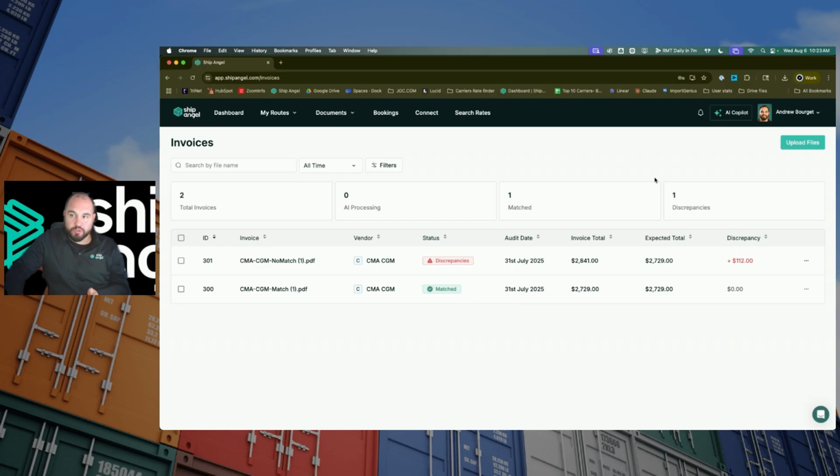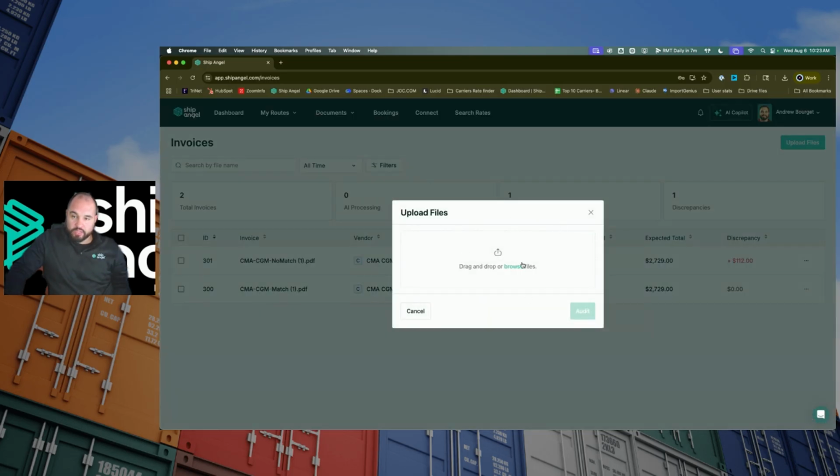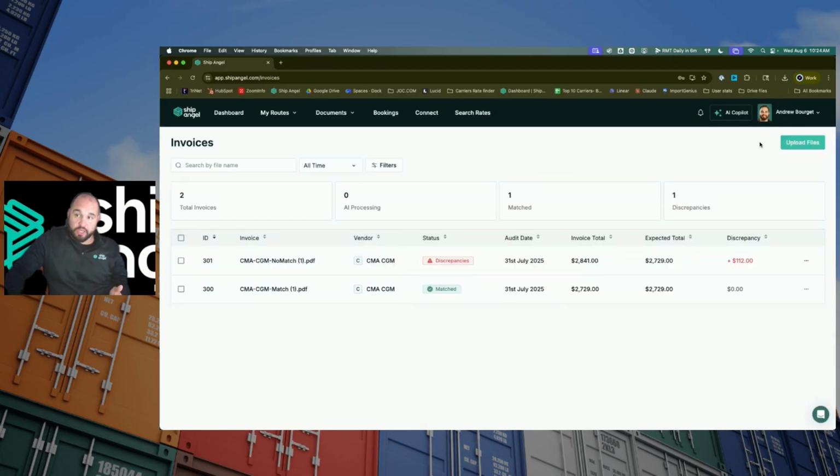Ultimately, inside the ShipAngel platform, what we can do is allow you to come in and upload invoices. And so I could attach one invoice, I could attach 1,000 invoices, and I could let the system do the auditing for me. Additionally, instead of uploading directly, we could develop direct connections with your providers as they produce invoices. They could API that data over to us. They could also potentially send those invoices via email.